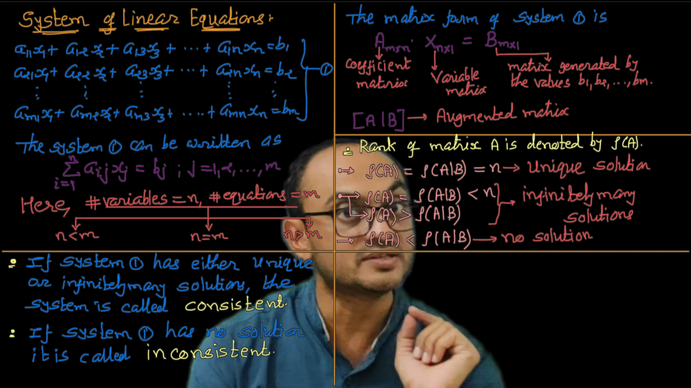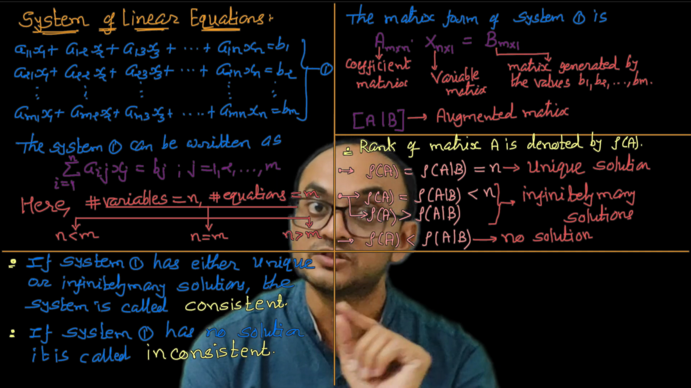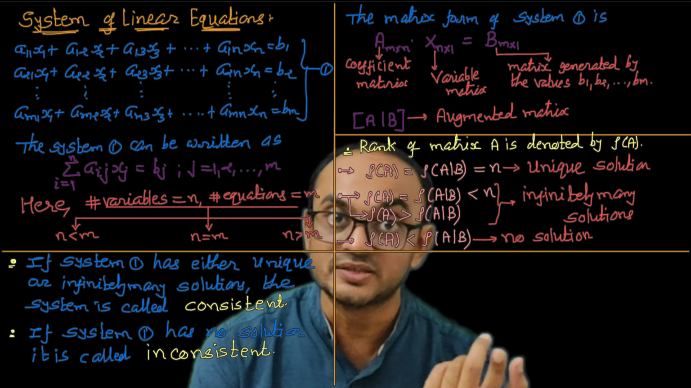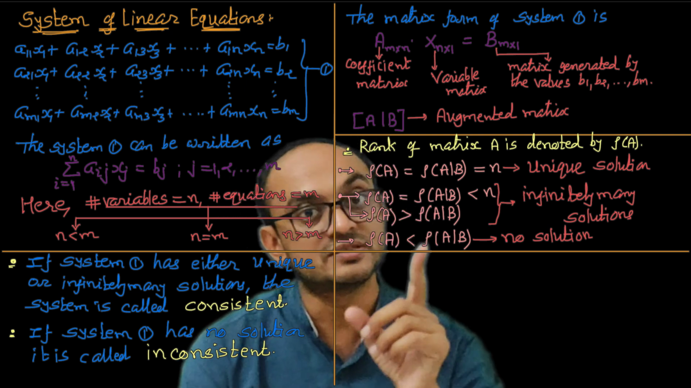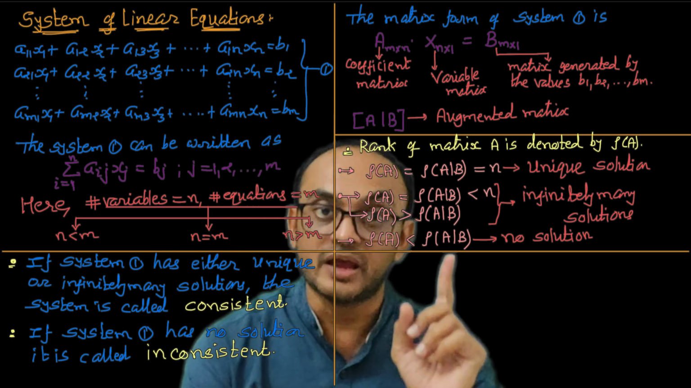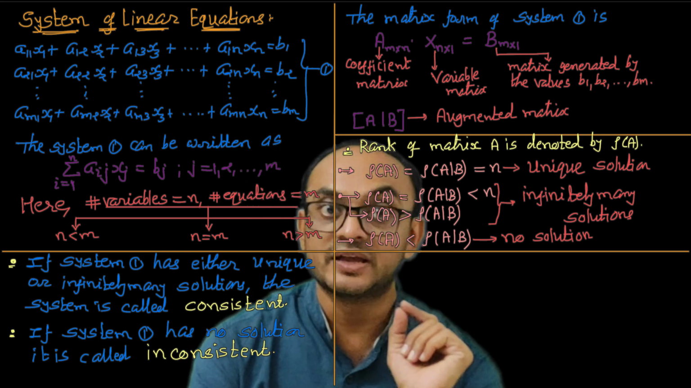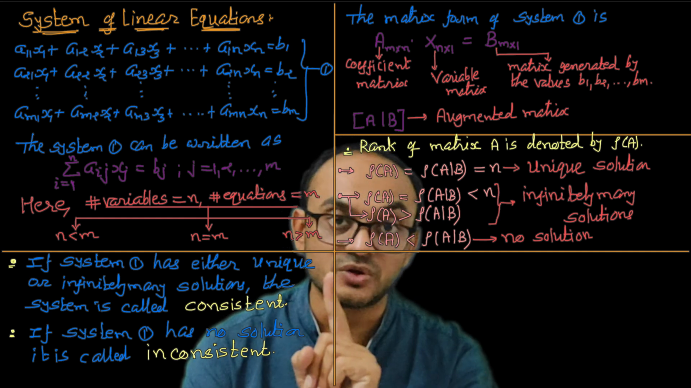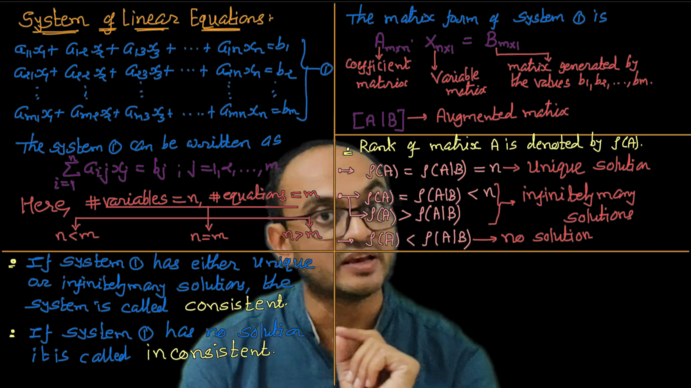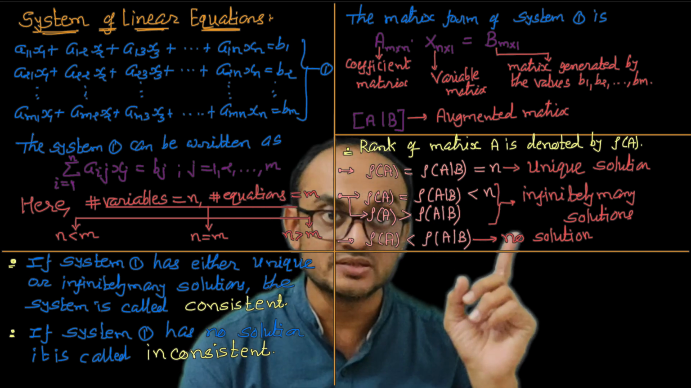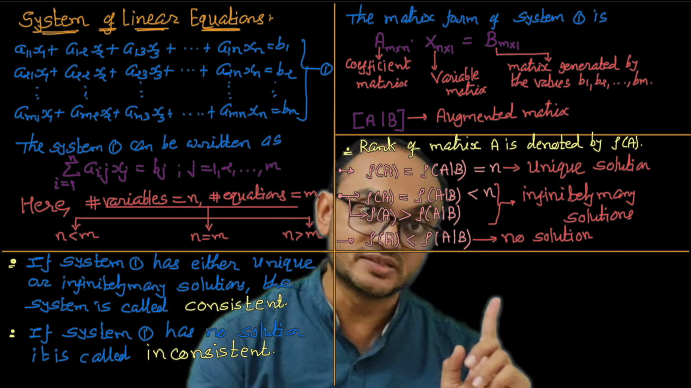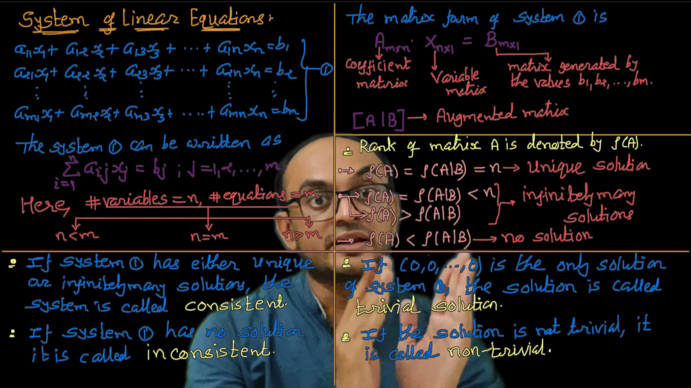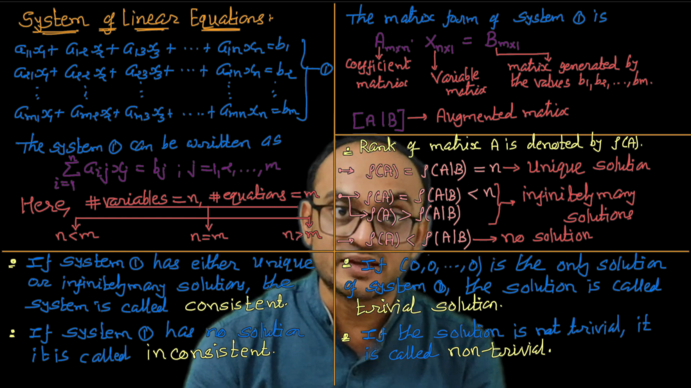So what do we mean by a consistent system? If the system has a solution, it is consistent; if the system has no solution, it is called an inconsistent system. Now if the system is consistent, that means it has a solution. In the solution we have two types: either it has a unique solution or it has infinitely many solutions. So in this case it has a unique solution, in this case it has infinitely many solutions. Now let us get back to the exercise.